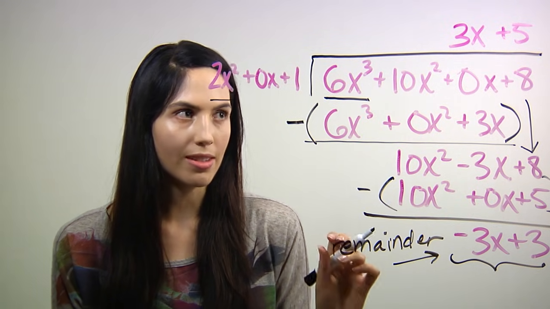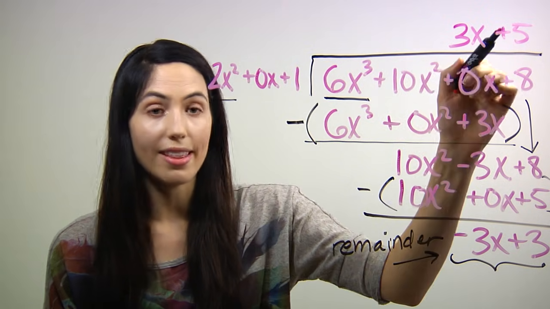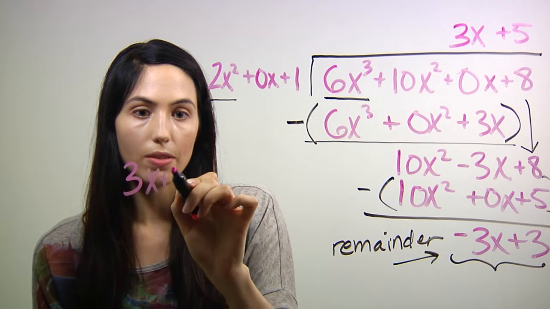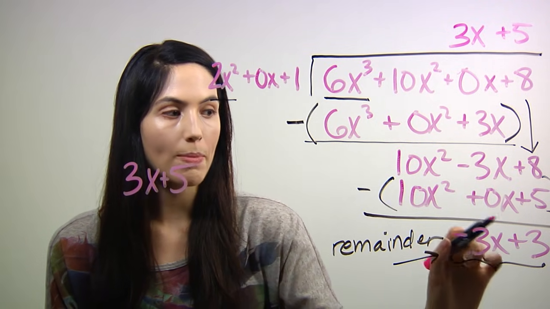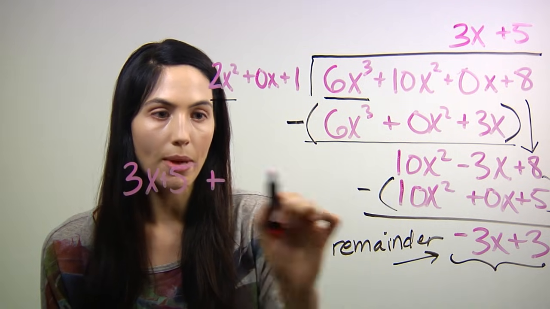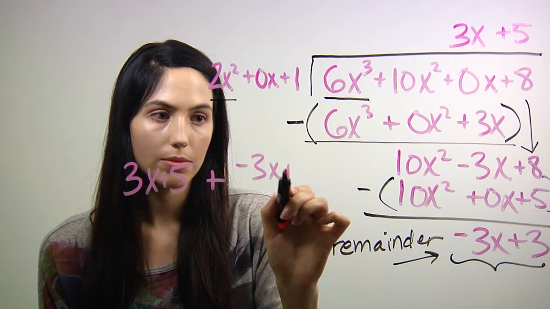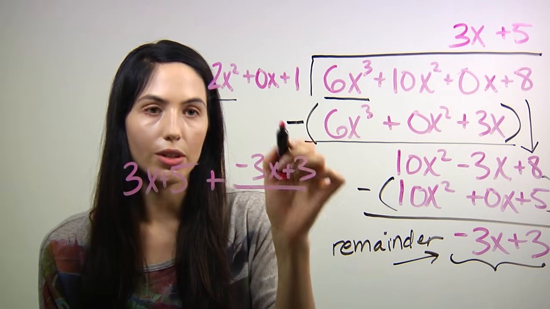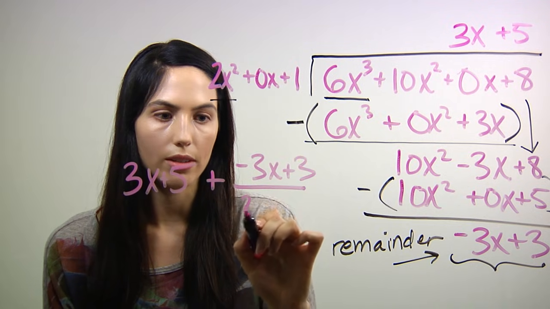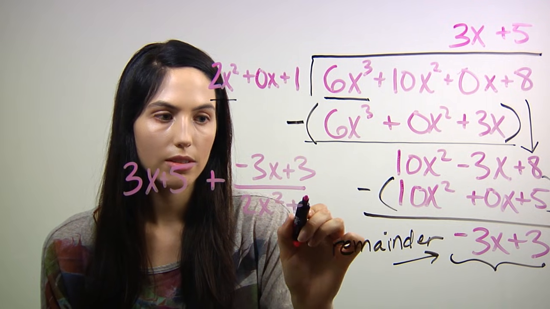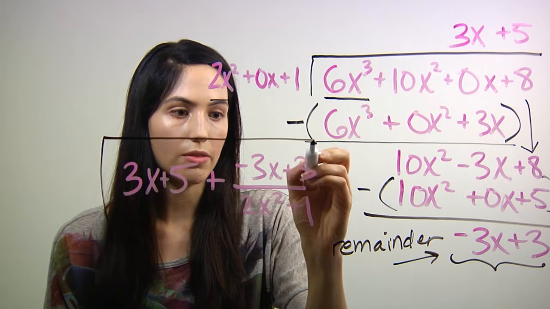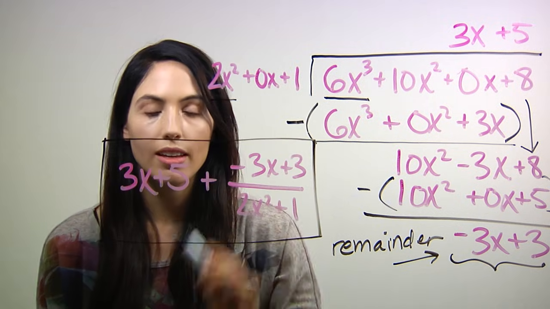So let's write your final answer. Remember, it's this polynomial, 3x plus 5, and it's your remainder over your divisor. So we have plus remainder over your divisor, which we can just write as 2x squared plus 1. So that is your final answer after the long division. Whew.